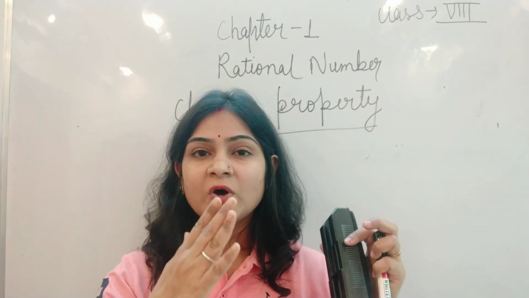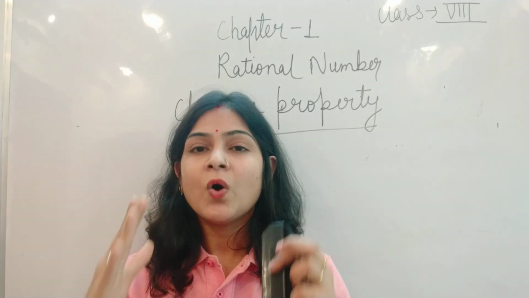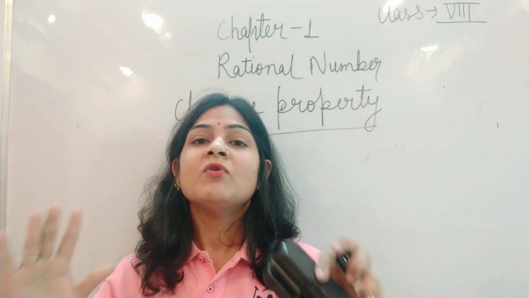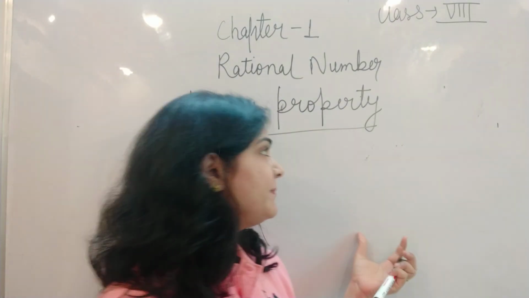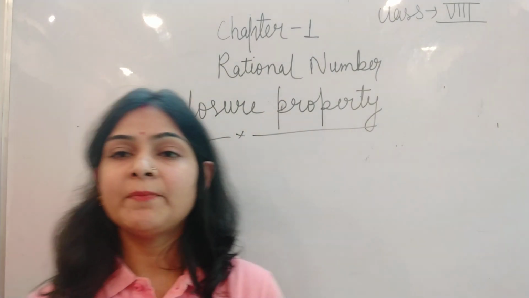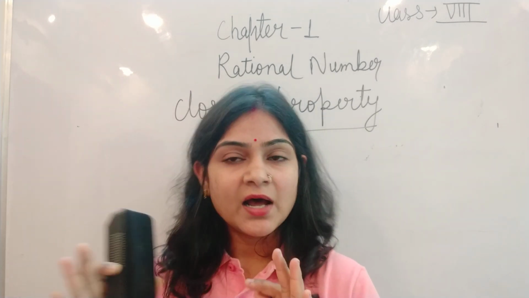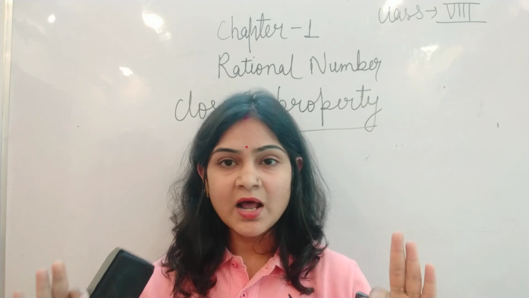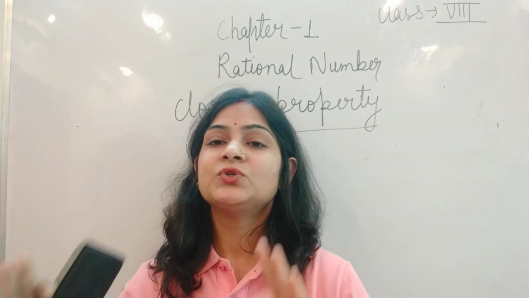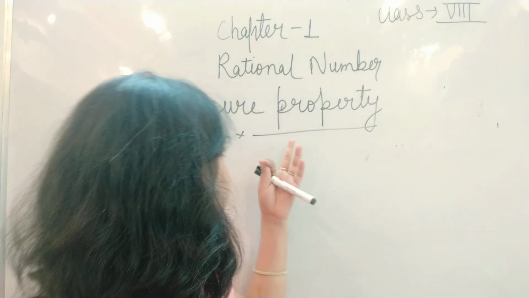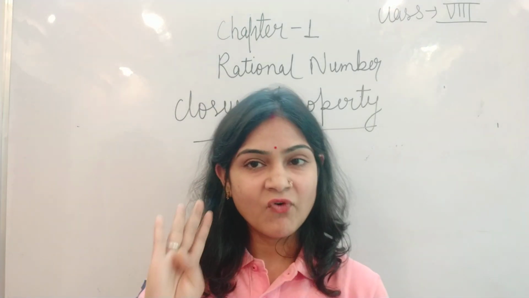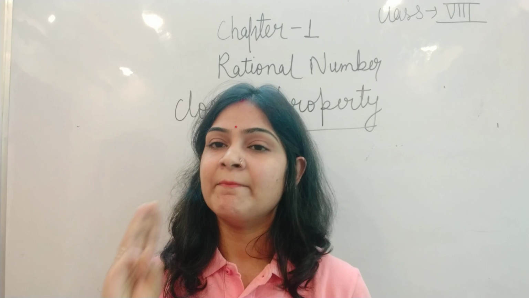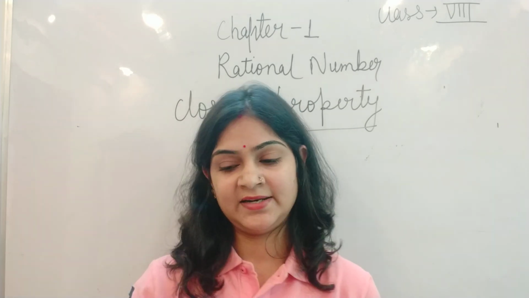The doors of the hotel are open only for humans, not open for animals. Similarly, in the closure property, rational numbers allow only rational numbers to come in. They don't allow any other numbers to come in. We will discuss the closure property in four operations. First is addition, then subtraction, then multiplication, then division.